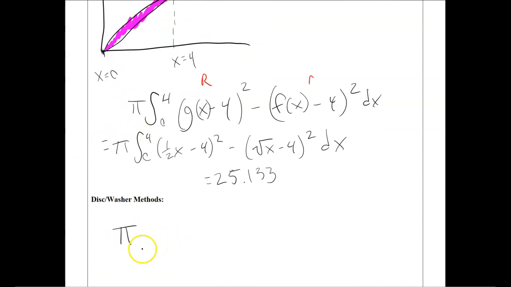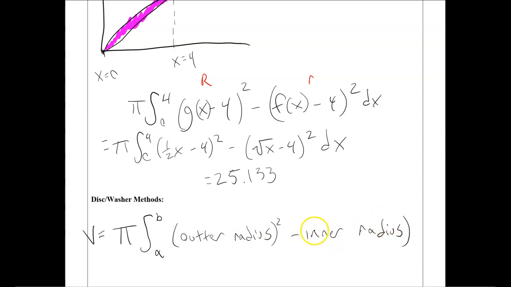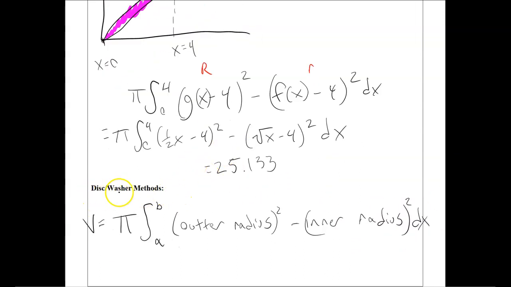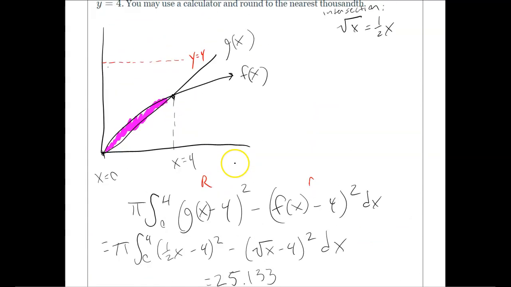Let's write down the general method. So the volume of a solid from A to B is just the integral from A to B of pi times the outer radius squared minus the inner radius squared. And this is often called the disc or washer method. Sometimes these are taught separately, but it's really the same thing. So in our first examples, we had no inner radius. So sometimes that inner radius is 0. But that is the setup.